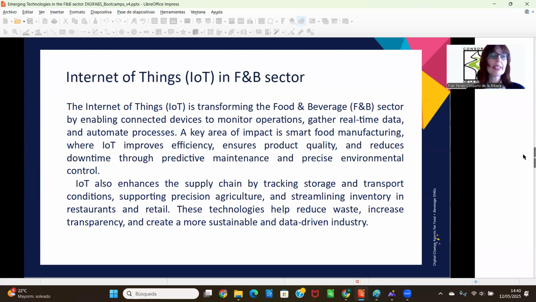In the food and beverage sector, IoT supports supply chain efficiency by monitoring the storage and transportation conditions. It also enables precision agriculture, streamlines restaurants and retail inventory, and reduces food waste, making the entire industry more sustainable.